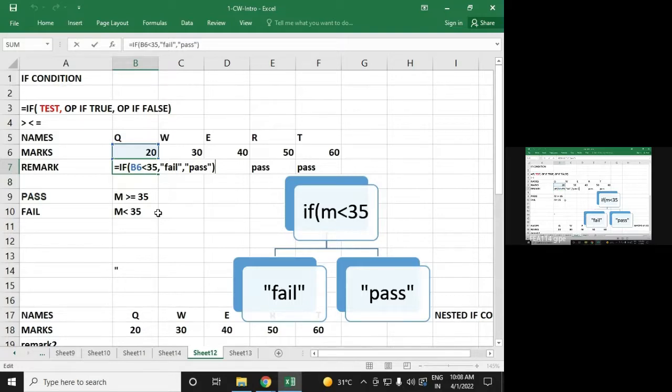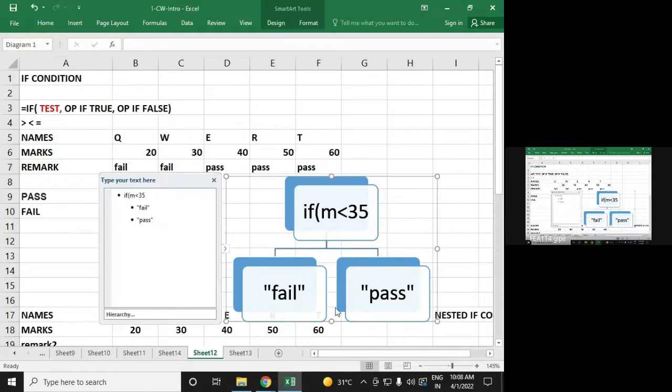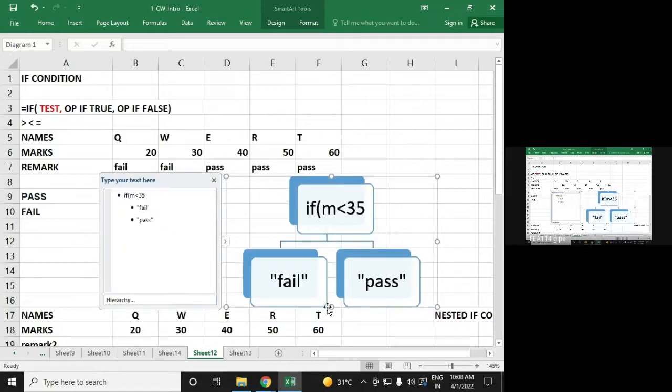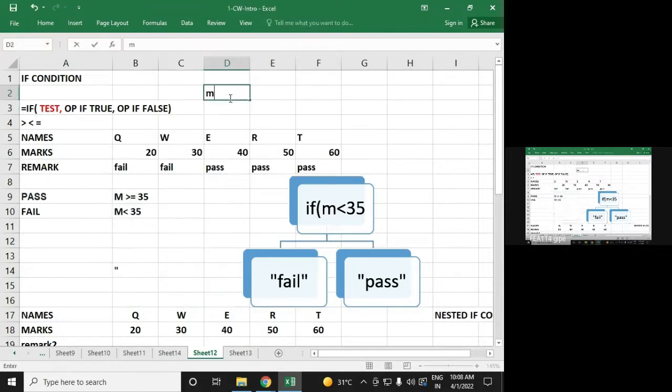So in such a case, I cannot use a single if condition. I will have to use multiple if conditions, because one if condition cannot give me A, B and F. Excel gives only two outputs. So the rule generally is: the number of outputs that you want minus 1 is equal to the number of if conditions that you will have to write.